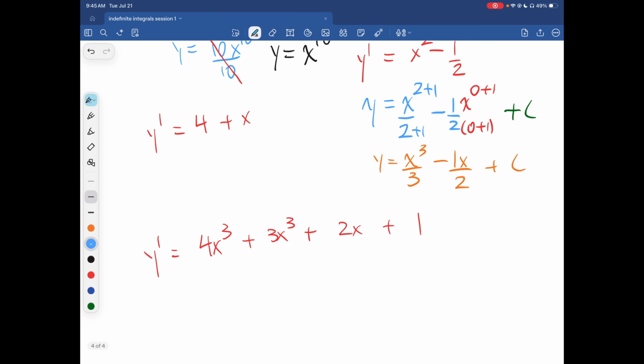We also have here y prime equals 4 plus x. Y equals, it's going to be 4x plus x squared over 2 plus c.